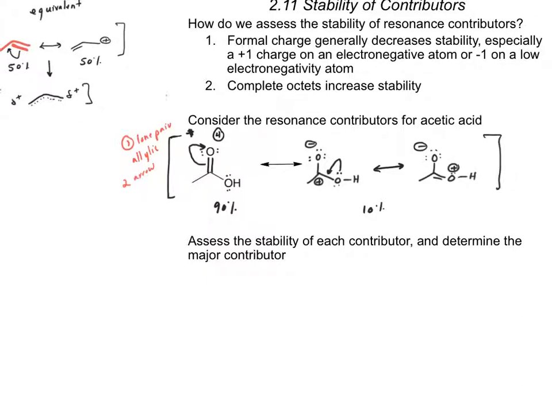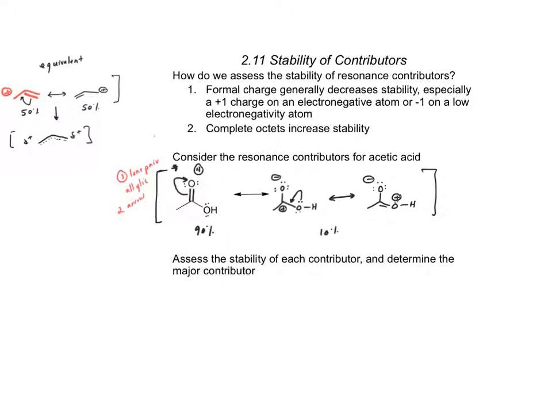Now, how do I know that? Well, there are a few different key things that go into determining which is the most significant structure. The number 1 thing is formal charge. In our first structure, there is no formal charge.